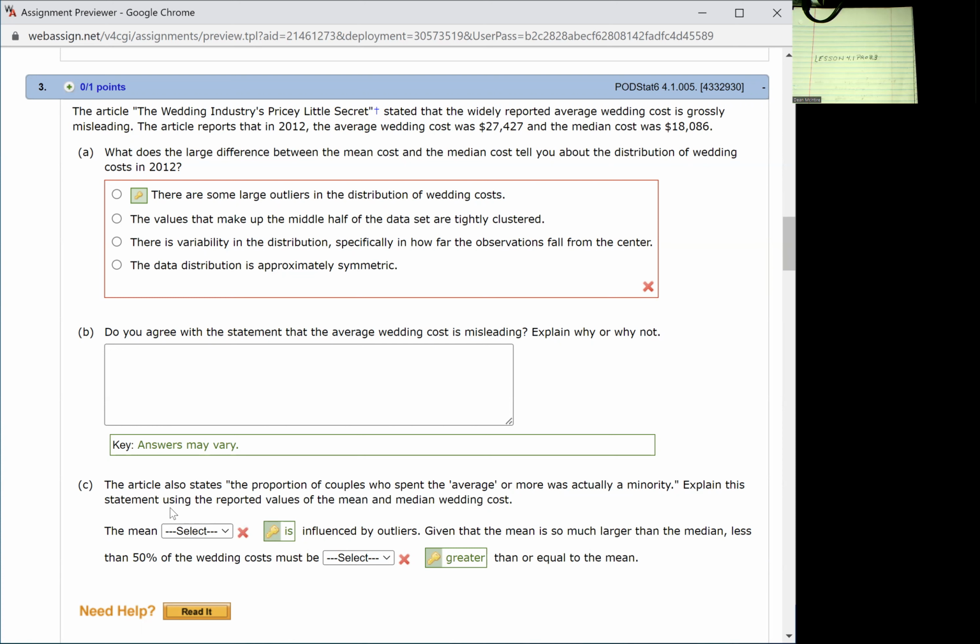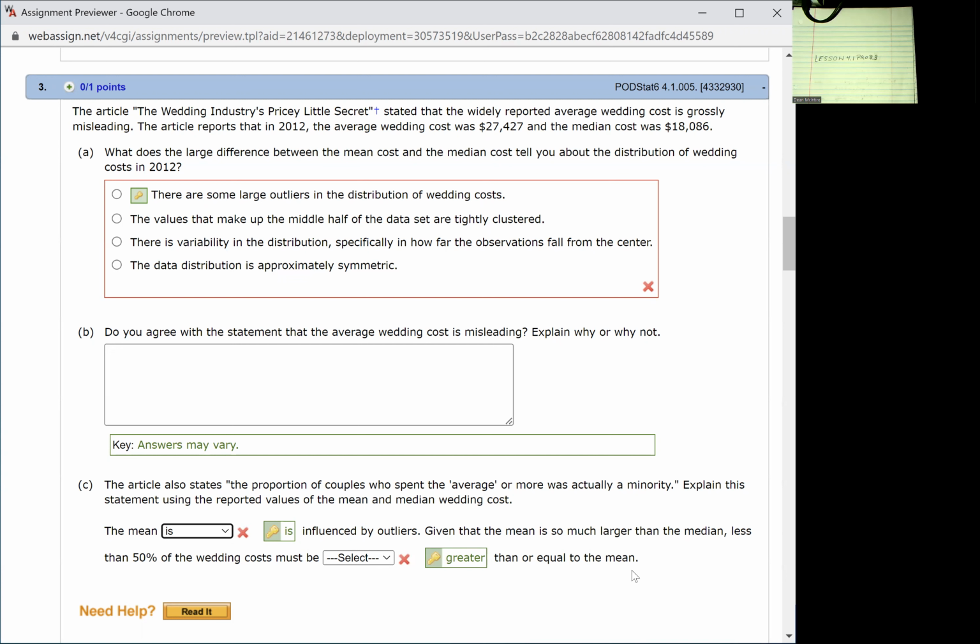Okay. The article also states the proportion of couples who spend the average or more was actually a minority. Explain this statement using reported values of the mean and the median wedding cost. Well, the mean is influenced by outliers. We've talked about that, so we know that that's the case. Given that the mean is also much larger than the median, less than 50% of the wedding costs must be greater than or equal to the mean.